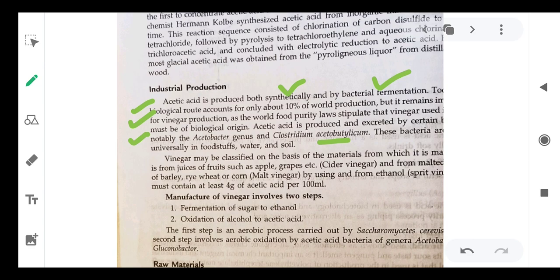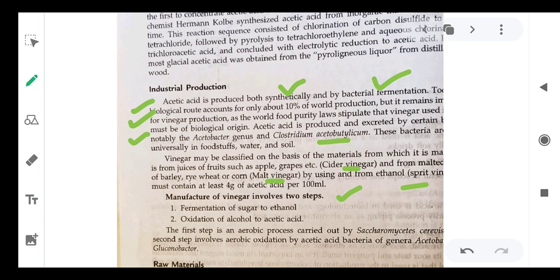Vinegar may be classified on the basis of the material being used, like fruit such as apple and grapes produce cider vinegar. From malted cereal, barley, we get malt vinegar. From ethanol, we get spirit vinegar, and it must contain at least 4 grams of acetic acid per 100 ml of sample.